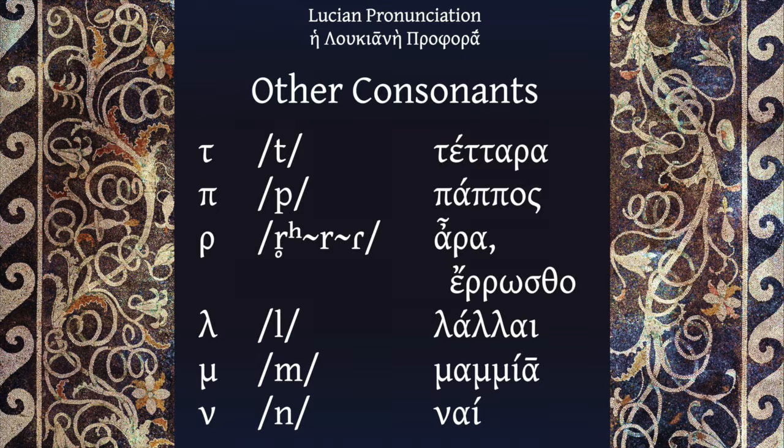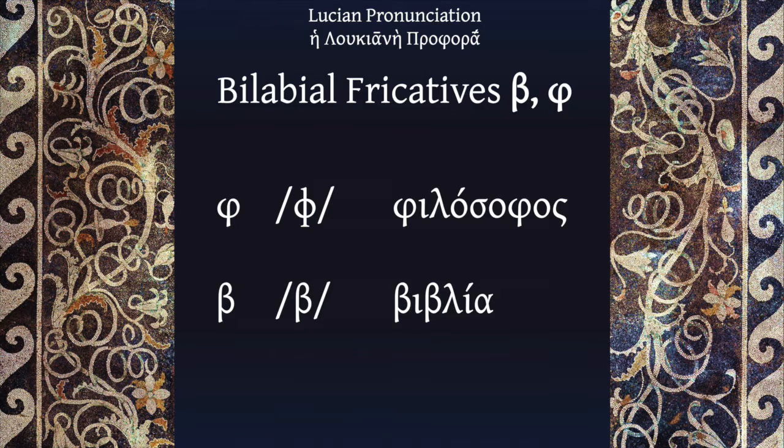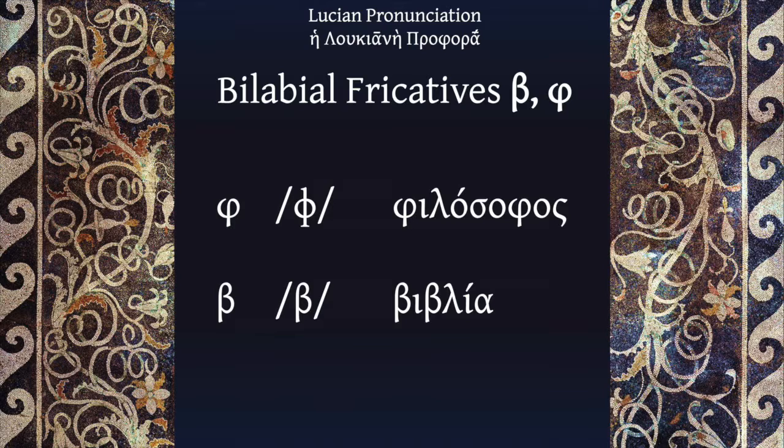Note also that doubled consonants are fully pronounced, as in Cypriot Greek. So we should be saying tetra and not tetara, or lallai and not lallai. Phi and veta are fricatives, but not exactly as in modern Greek. In the Lucian pronunciation, these are bilabial fricatives, meaning that they are made with the lips alone as opposed to the lips and teeth. So we should have fa and va as opposed to fa and va.